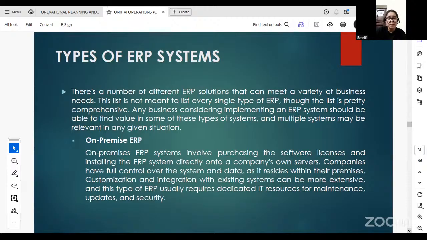On-premise ERP. On-premises ERP systems involve purchasing the software licenses and installing the ERP system directly onto a company's own servers. Companies have full control over the system and data as it resides within their premises.